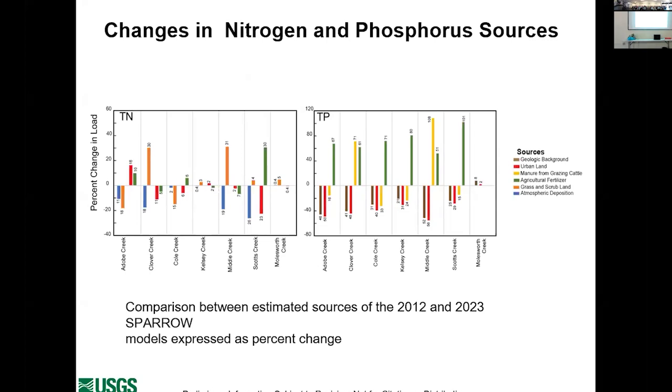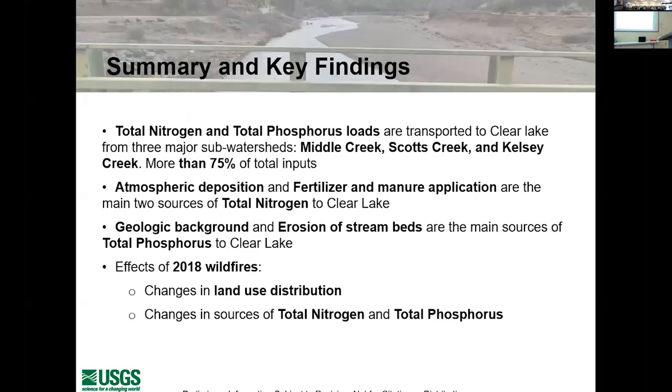So my final slide, basically, we really stated this fact very well. Middle Creek, Scotts Creek, and Kelsey Creek account for 75% of the input. Total atmospheric deposition and fertilizer manure application are the main sources of total nitrogen in Clear Lake. And then erosion from geologic background is the main source of total phosphorus. And then we have the effect of the fire, basically changing the land use distribution within the watersheds after the fire, and that will affect the sources of total nitrogen and phosphorus.